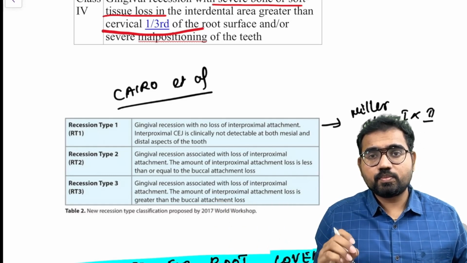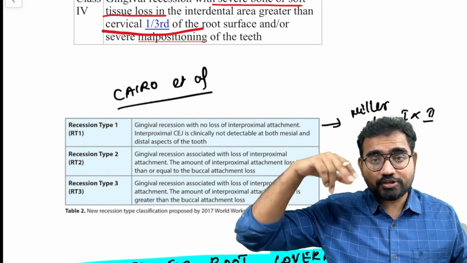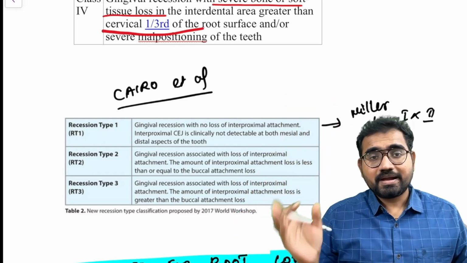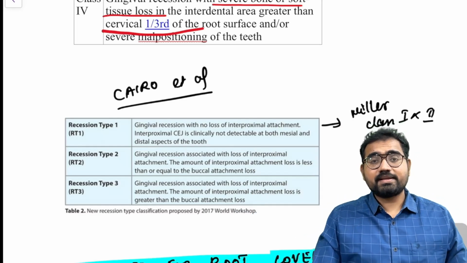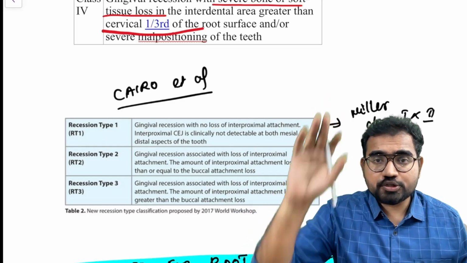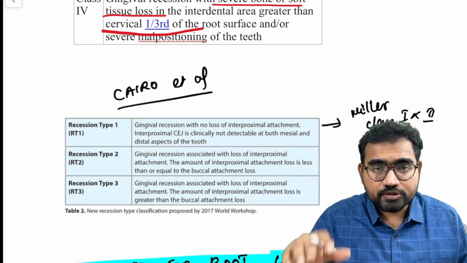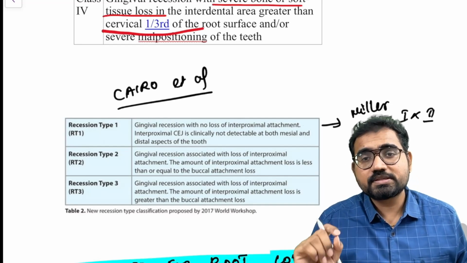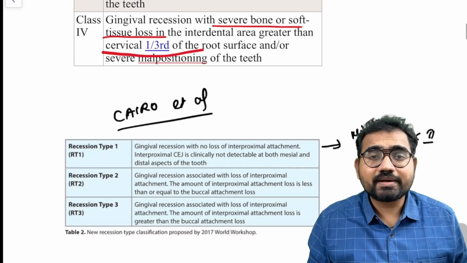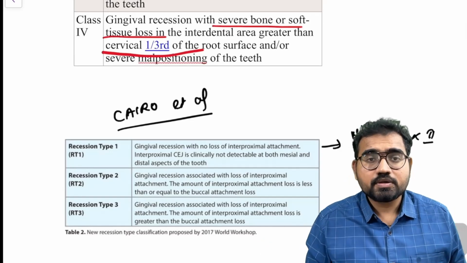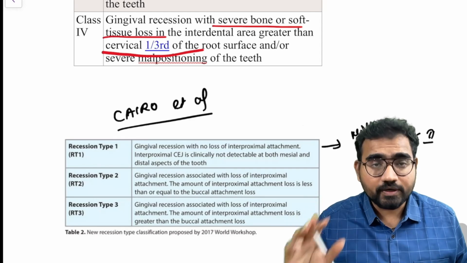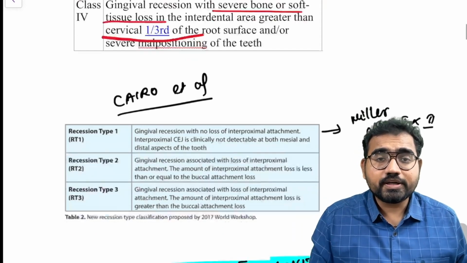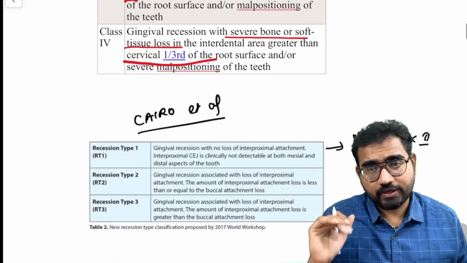Architecture: positive, negative, and flat. And recession type 3 is exactly the opposite of 2. The interproximal attachment loss is more than the buccal attachment loss. This is RT3. This is the recent classification of recession which was given by Cairo et al. RT1, RT2 and RT3.